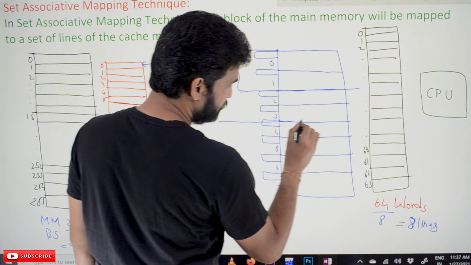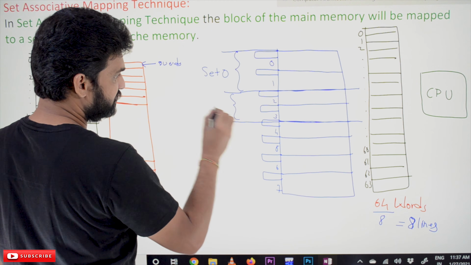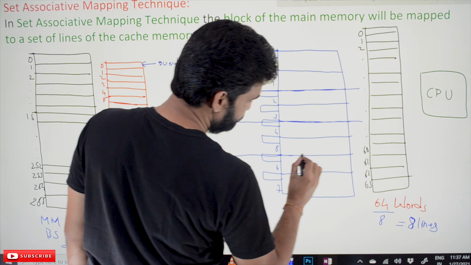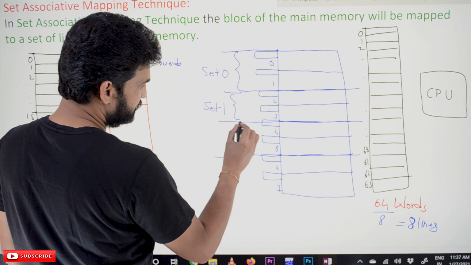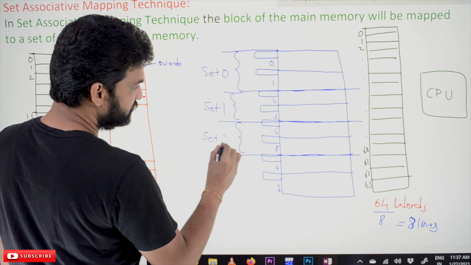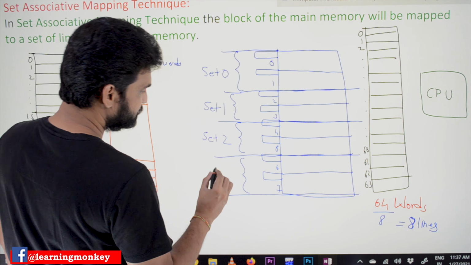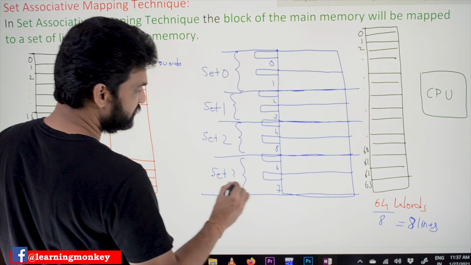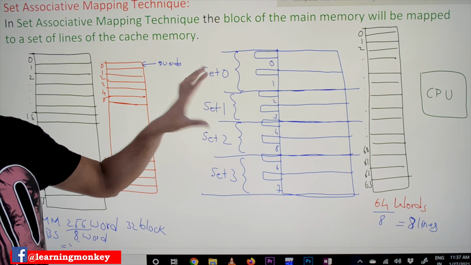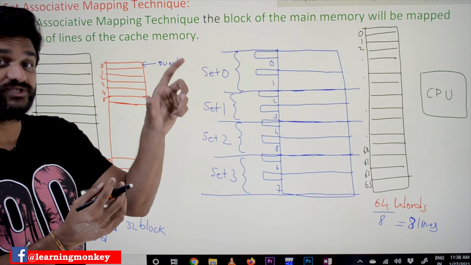Similarly, these 2 lines are made into another group, which is our set 1. And similarly, these 2 lines are made into another set, and this is what we call set 2. And similarly, this is our set 3. This is what we call set associative mapping. It is using both the concepts of direct mapping and associative mapping.